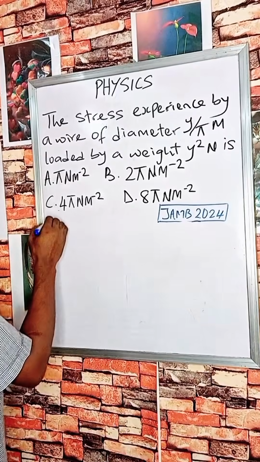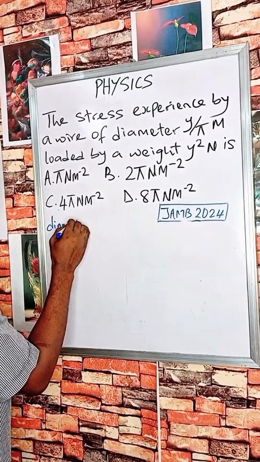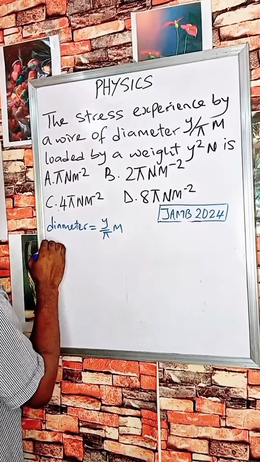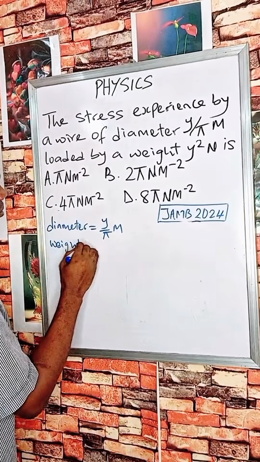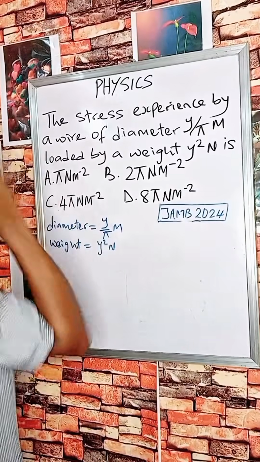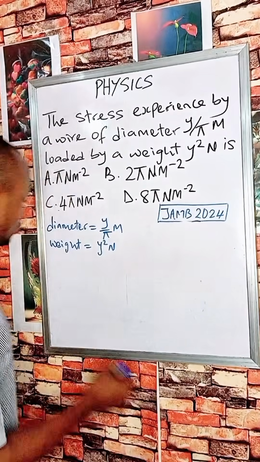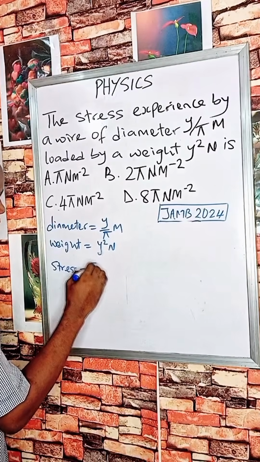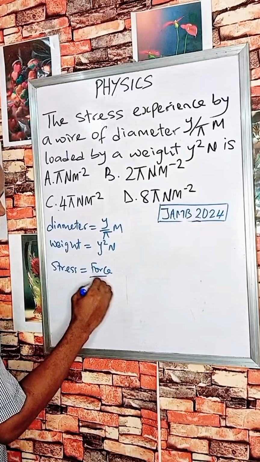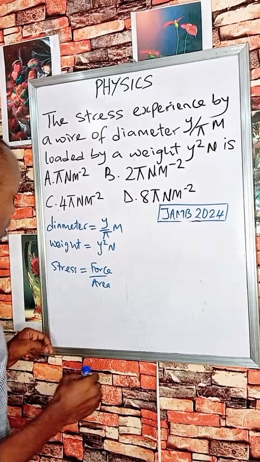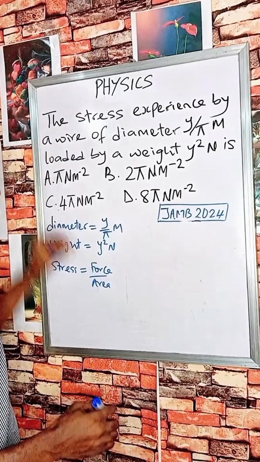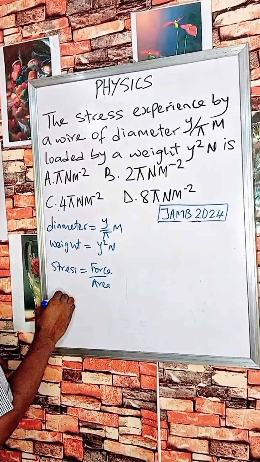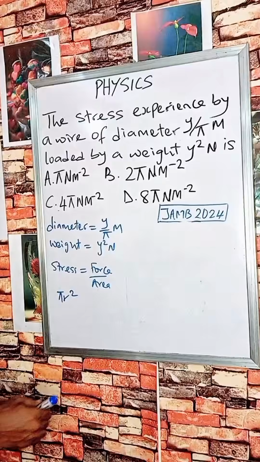So now we are given diameter as y/pi meter, and then the weight is given as y square Newton. Now, the formula for calculating stress is force over area. Stress is equal to force over area. And we know the wire is cylindrical in shape, so the area for that is pi r square.